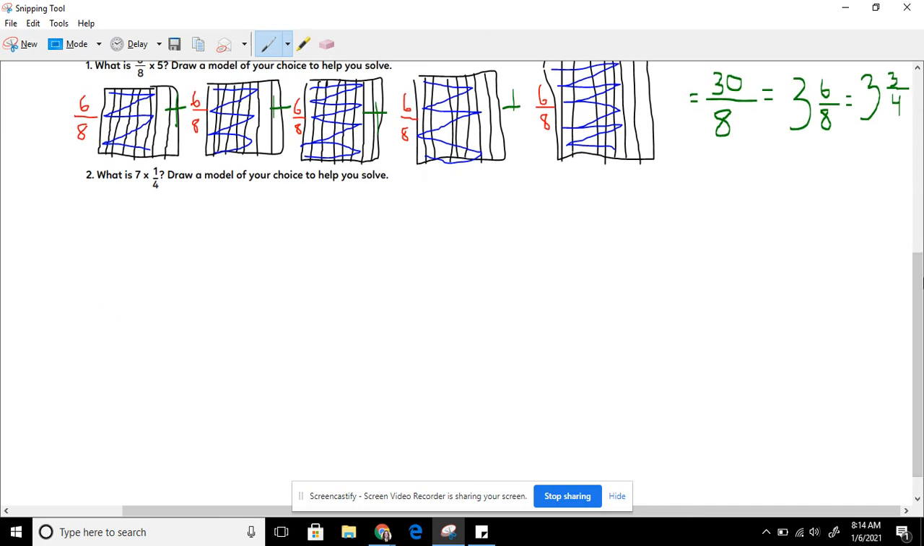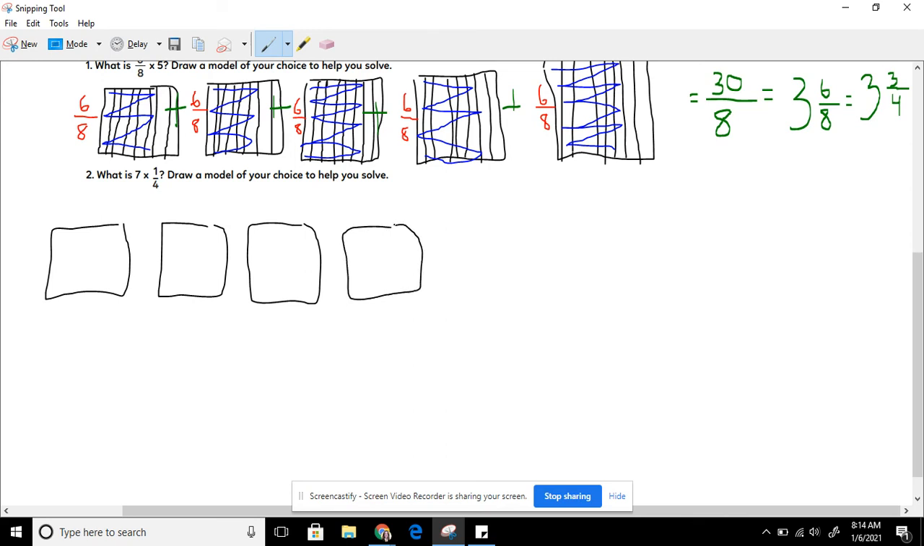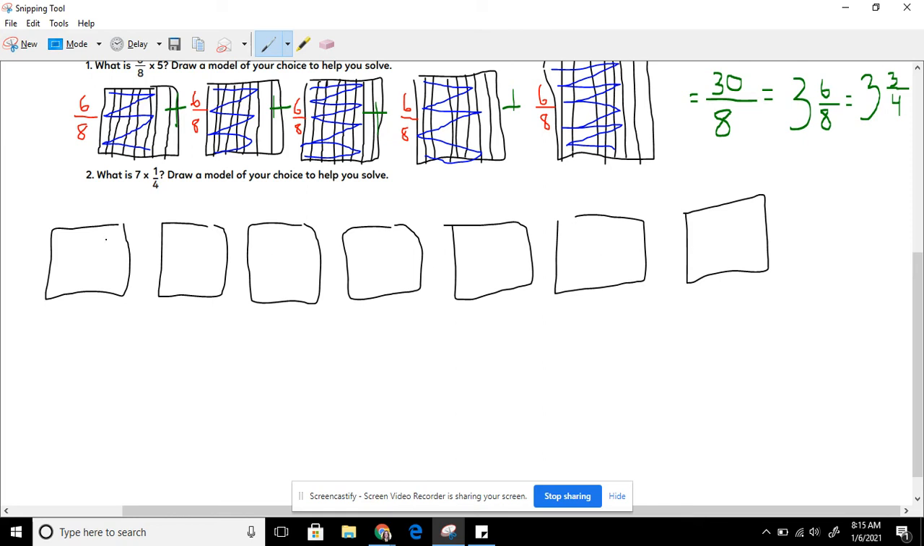Let's look at number 2. Number 2, we're multiplying 7 times 1/4. So like we did on the first one, your whole number 7 tells you how many groups you need to have. So we need to have 7 wholes. 1, 2, 3, 4, 5, 6, 7. And then your fraction tells you how you need to break up those wholes into fourths. So each of these 7 wholes needs to be broken up into fourths. So I'm going to break it in half, and then each half is going to be broken in half again, and now I have 4 pieces. So half, and then half and half gives me fourths.